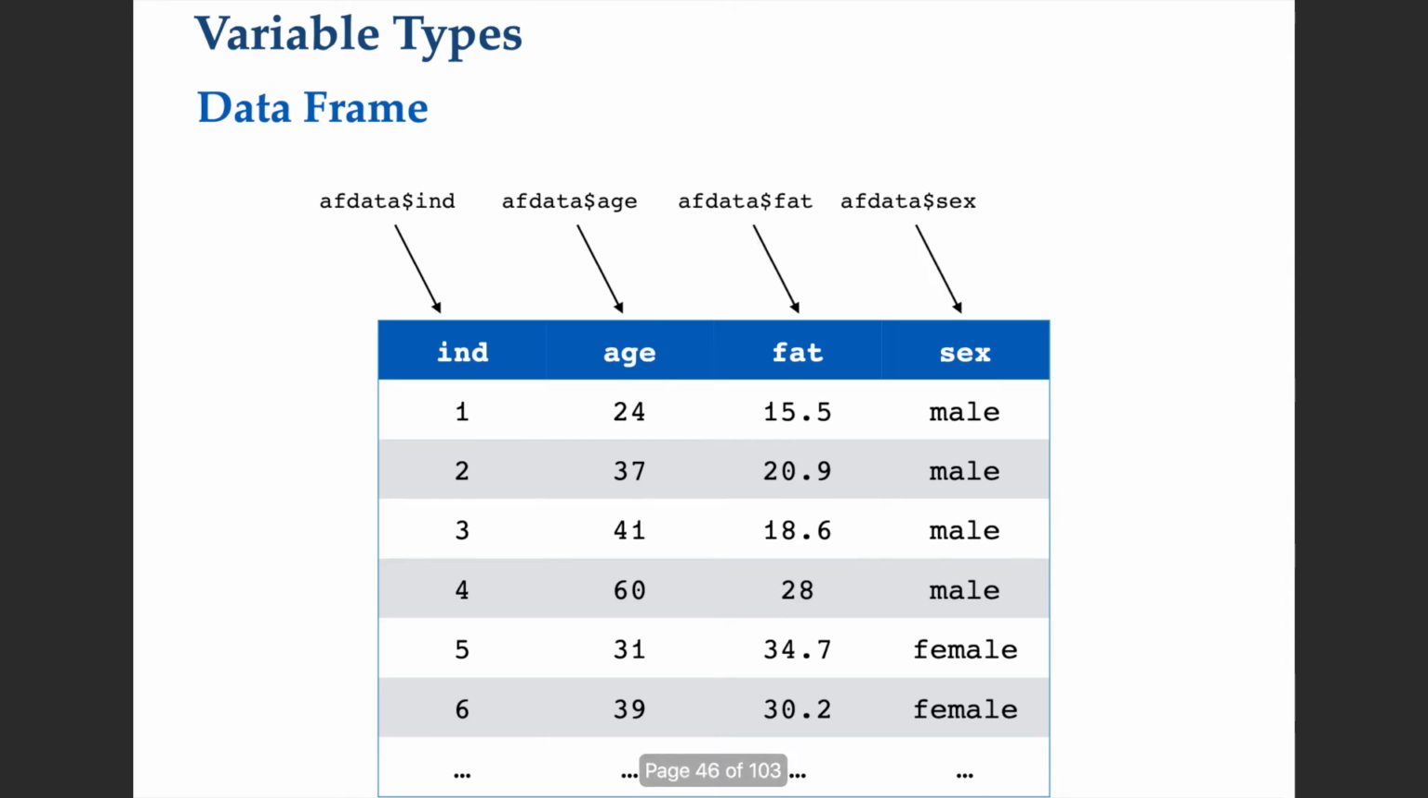And you can do this with any column, right? So again, the format is the data frame name, $ sign, and then the field name. And that's one way you can separate out different columns of data in a data frame.